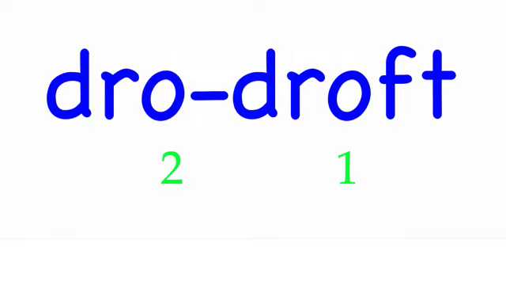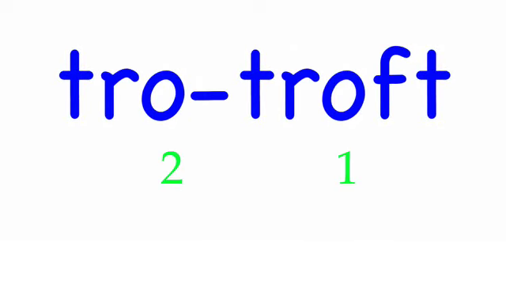Our final row, row 9. Tro, troughed. Tro, 3 sounds: t, r, o. Troughed, 5 sounds: t, r, a, f, t. Tro, troughed.